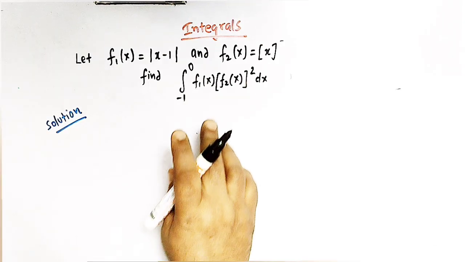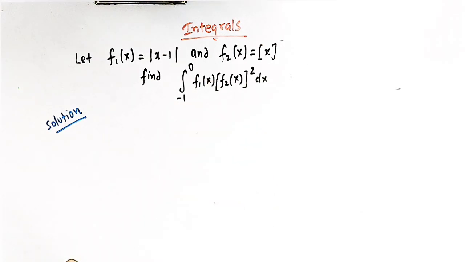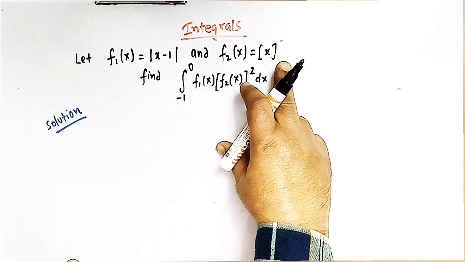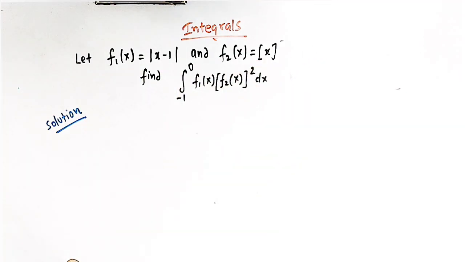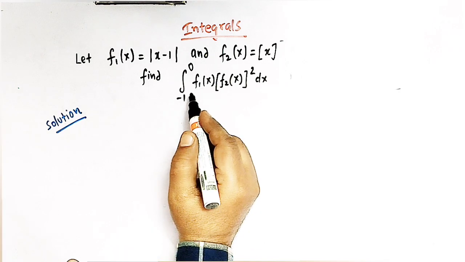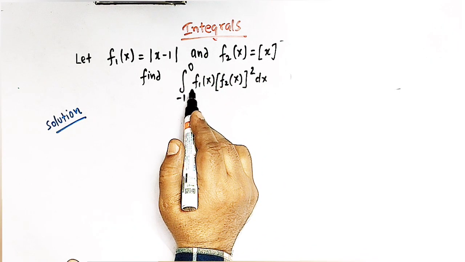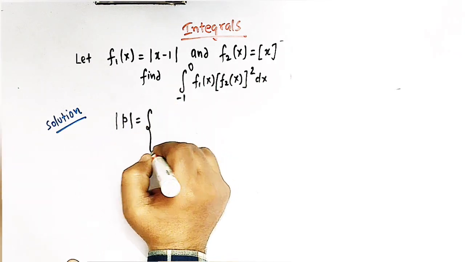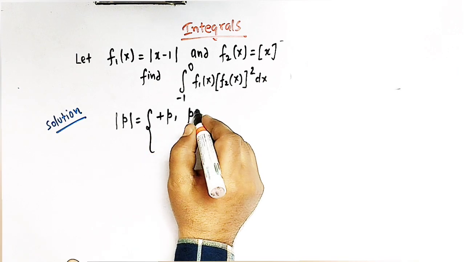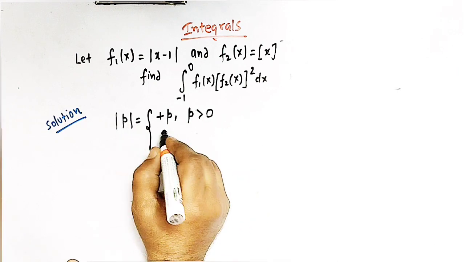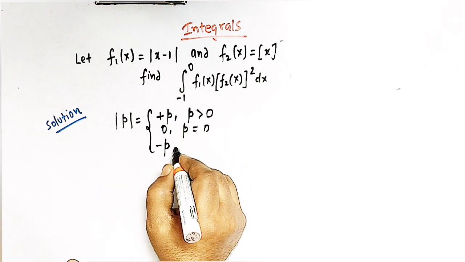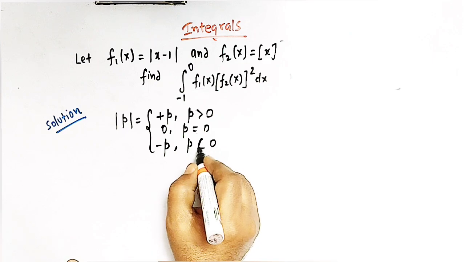So now to evaluate this integral, we can make use of the definition of mod function and greatest integer function. The definition of mod function and definition of greatest integer function can easily lead us to the value of this integral, right? Now see, a mod function is defined like this: mod of p is equal to positive p whenever p is greater than 0, and mod of p is 0 when p is equal to 0, and mod of p is negative p when p is less than 0, right?